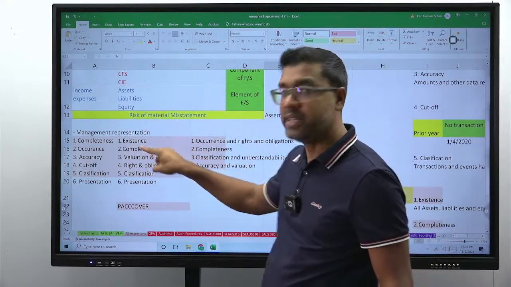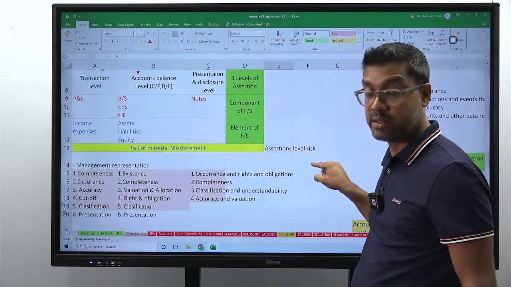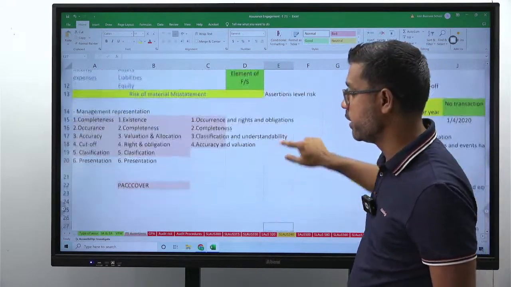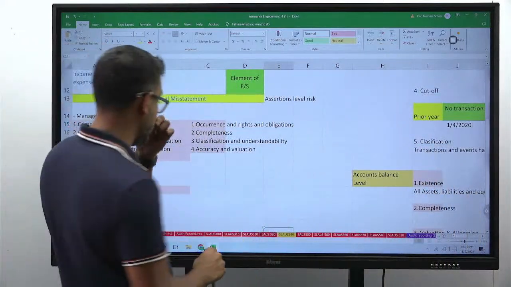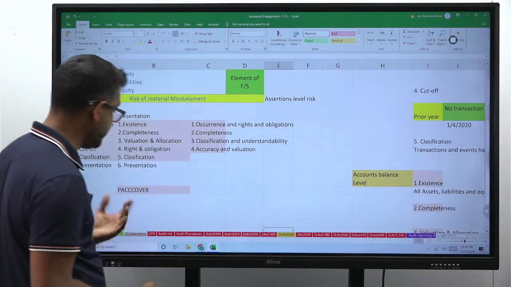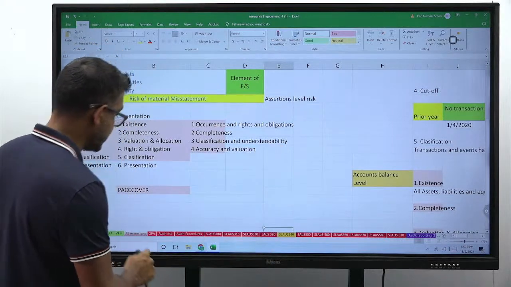In other words, if you identify it at assertion level, remember we identified assertion level risk. We are going to discuss that later, right? Fine. Now you know we are auditing pack cover, right? So that is one basic thing you should understand before we jump into this key standard.